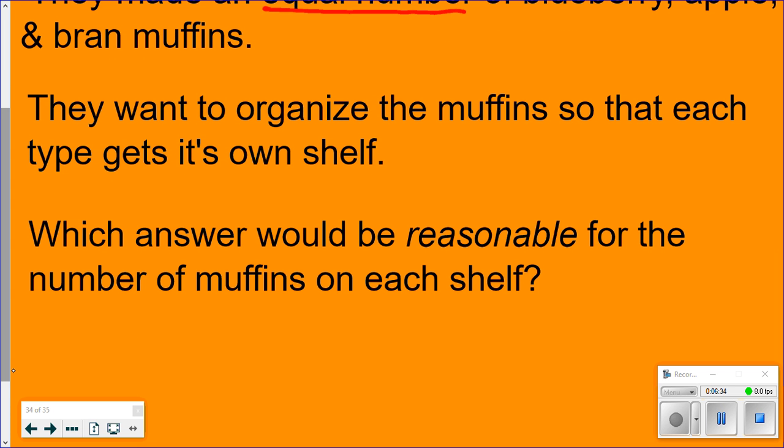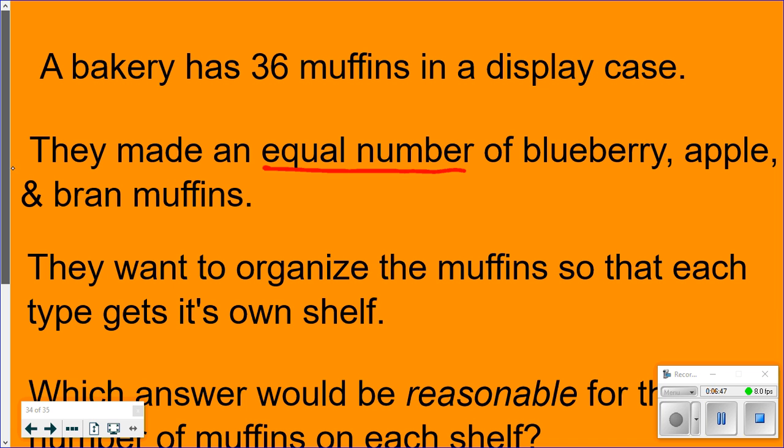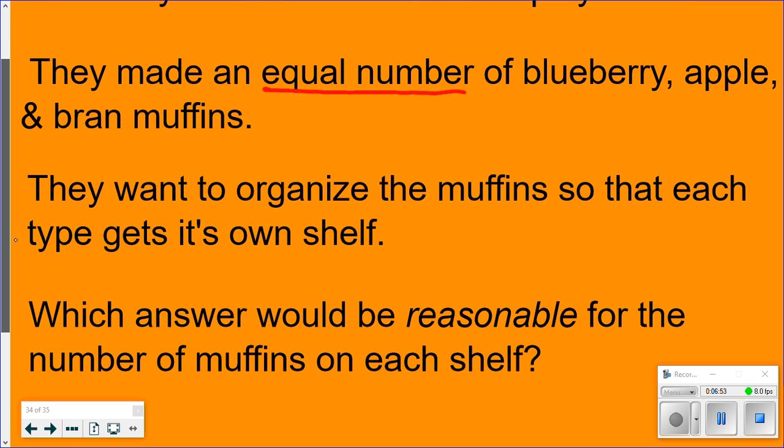So I want to know which answer would be reasonable. I'm going to show you. Okay? So, just to recap, we got 36 muffins. We have 3 different types that are going to go on their own shelf. Every muffin type has the same number. We don't know what that number is. So far, so good? Okay.